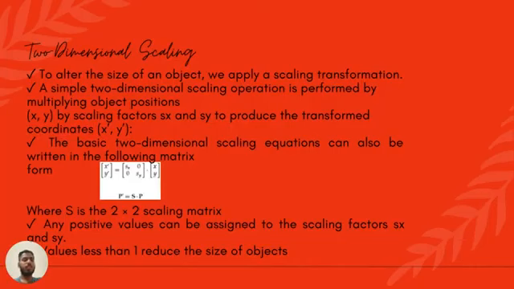2D scaling, two-dimensional scaling. To alter the size of an object, we apply a scaling transformation. A simple two-dimensional scaling operation is performed by multiplying object position (x, y) by scaling factors Sx and Sy to produce transformed coordinates x dash and y dash. S is a 2 by 2 scaling matrix. Any positive value can be assigned to the scaling factors Sx and Sy.